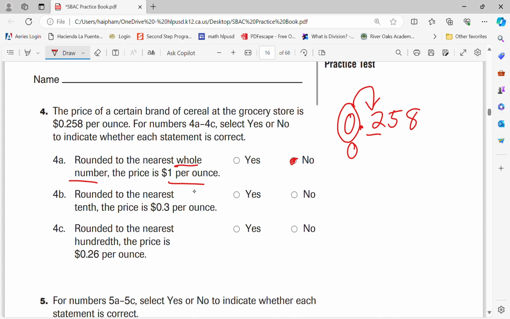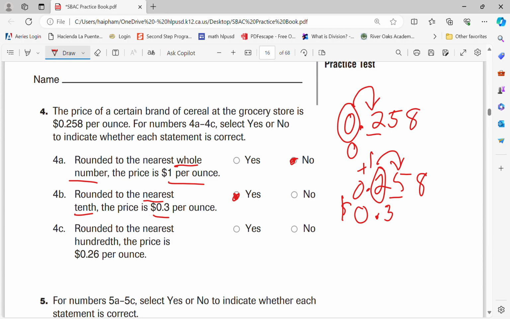Next statement, rounded to the nearest tenths. The price is going to be about 30 cents or 3/10 of a cent per ounce. So let's go ahead and rewrite the number. We have 0.258. Circle your 2. That is in the tenths place. Underline your neighbor. We have a 5 here. When it's 5 or more, we must add 1 more. So once I add 1 to the 2, that is going to give me 3/10 of $1. So that is a yes here.